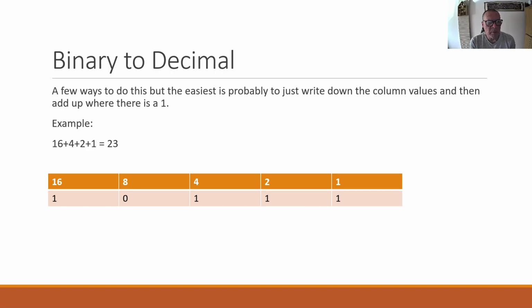So the binary number we're giving here is 10111. To work out what that means in decimal, we just take each place where there is a 1 and we add the value. So there's a 1 in the 16 column, there's a 1 in the 4 column, and a 2 and a 1. Add them all up and we get the result, which is 23.